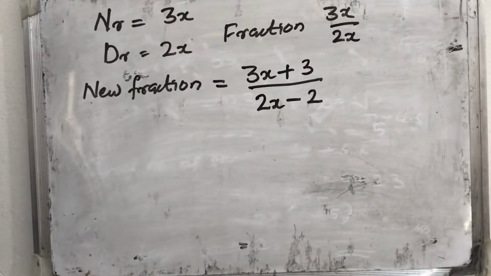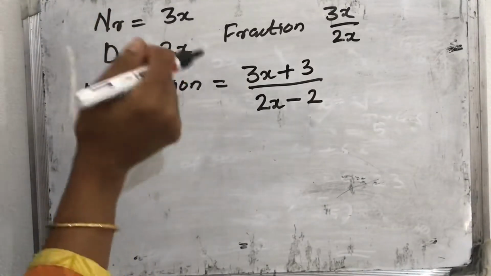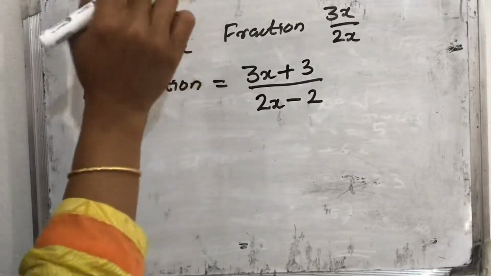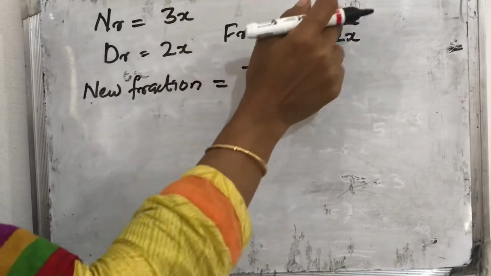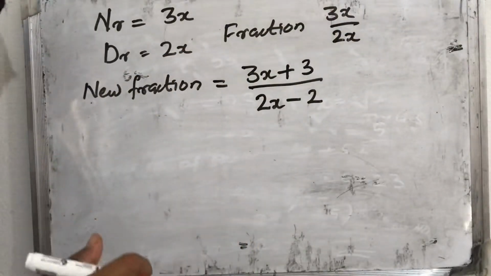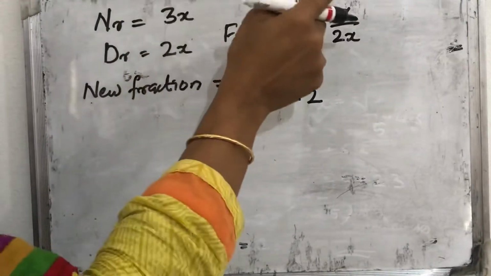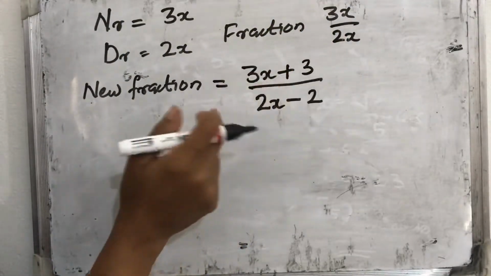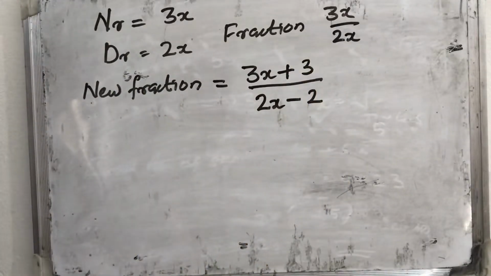Understand the question? The ratio of the numerator to the denominator is given as 3:2. So let us take the numerator as 3x and the denominator as 2x. So the fraction is 3x by 2x. After doing some work, we will get a new fraction. In the numerator we are adding 3 and in the denominator we are subtracting 2. We will get a new fraction. And what is given next?